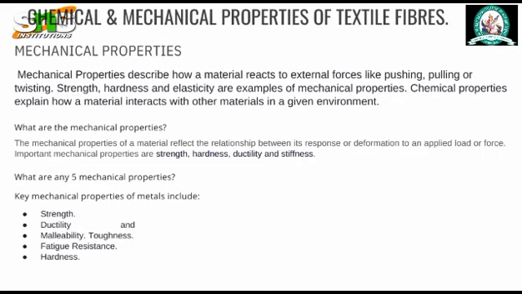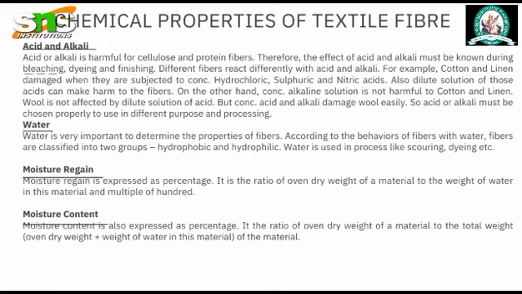The mechanical properties of a material reflect the relationship between its response or deformation to the applied load or force. Important mechanical properties are strength, hardness, ductility and stiffness. What are any 5 mechanical properties? Key mechanical properties of metals include strength, ductility, toughness, fatigue resistance, hardness.